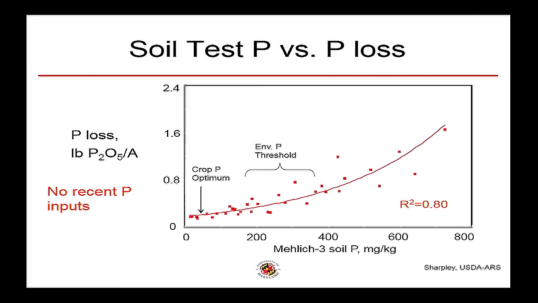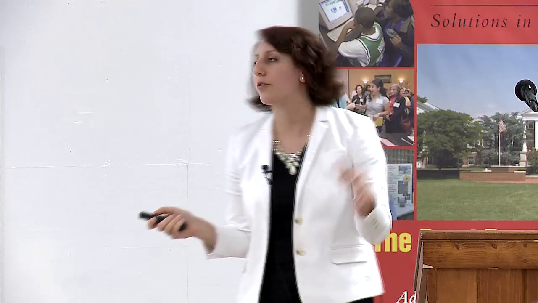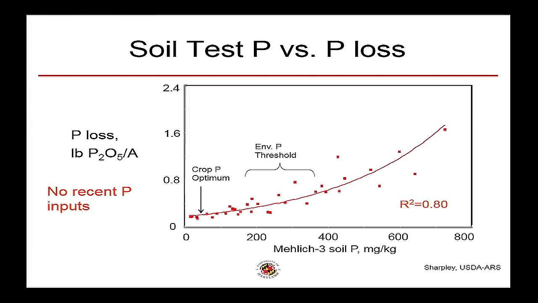But let's look a little closer at this data, right? Let's focus on this area down here. Crop optimum is around 50. And we know that when we get a little bit above 200, we're getting up into that environmental threshold, right? If we look at this graph, there's actually not much of a difference in phosphorus loss whether you're at 50 soil P or up close to 100. There's not much happening here. So something else has got to be happening. Soil test P alone clearly is not telling us the whole picture, right? And we know that because what is soil test P? Soil test P is a measure of what the plant sees, how much phosphorus is available for the plant to take up.